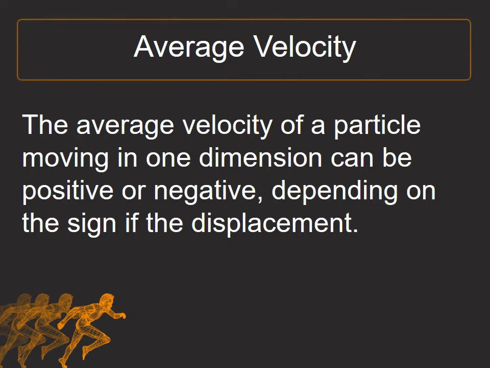Average velocity, of course, because displacement can be positive or negative, and because velocity is displacement all over time, therefore average velocity can also be positive or negative depending on the sign of the displacement.